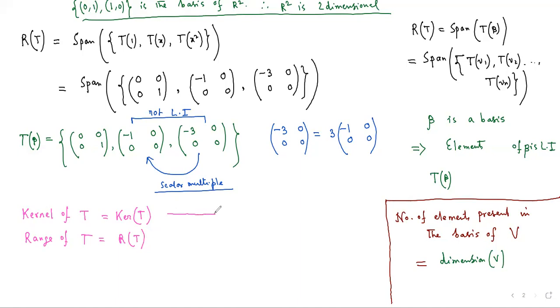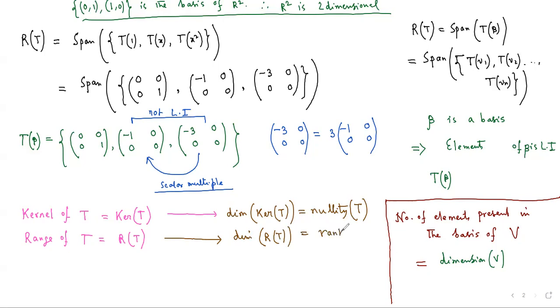Now from this I'm introducing another definition. The dimension of ker T is called the nullity of T. And if you find the dimension of R(T), it is called the rank of T, the rank of the linear transformation. The rank that we discussed with respect to matrices is the same as this.